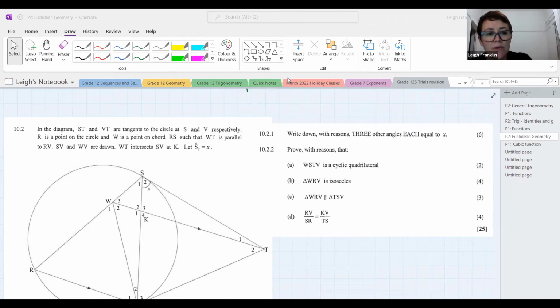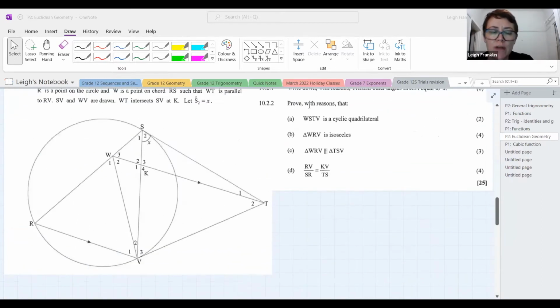Indeed, there was more than one. It's difficult online because you don't have the page in front of you and you can't move things around. Remember, ST is a tangent. So if you've got a tangent, more than likely you've got the tan chord theorem. S2 is the angle between the tangent and the chord. The tangent is ST, the chord is SV. So R is the angle in the alternate segment. So R is equal to X because of the tan chord theorem.